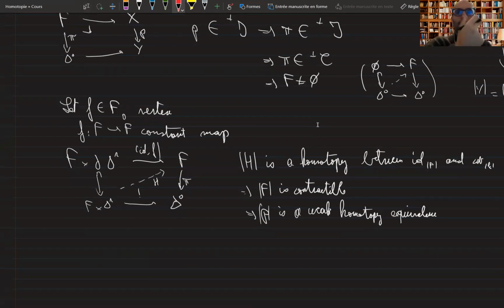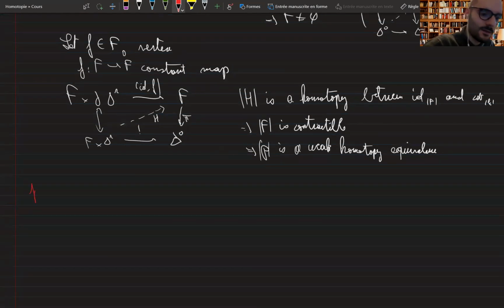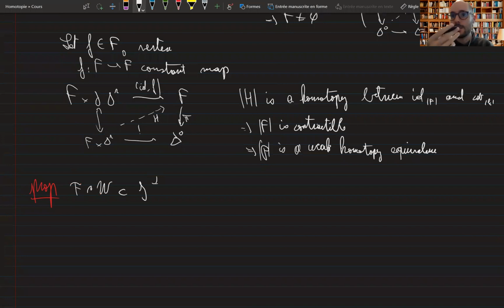Okay, so we have one last statement to prove about the theorem, which is that acyclic fibrations actually have the lifting property with respect to I. So with respect to the inclusion of a boundary of a simplex inside the simplex. And this is hard.